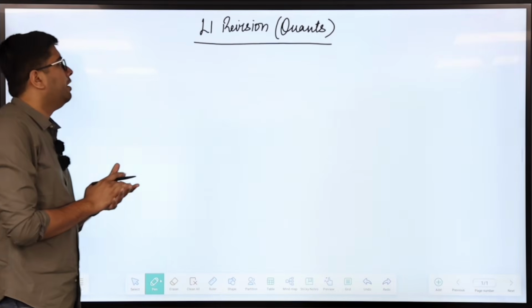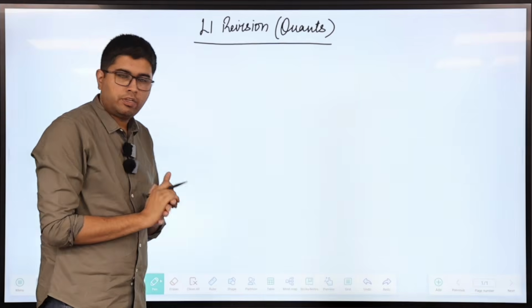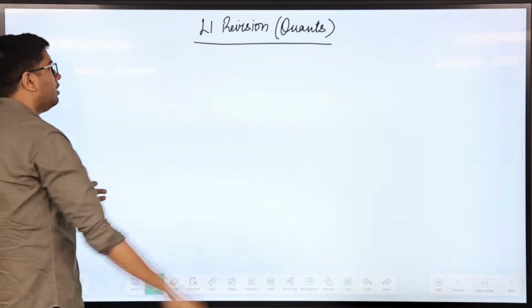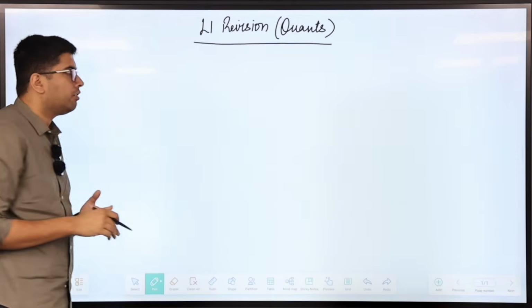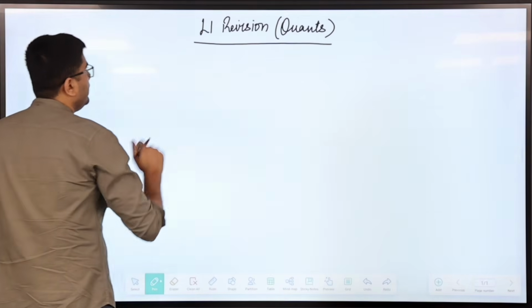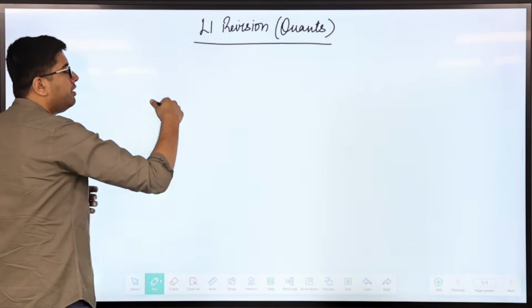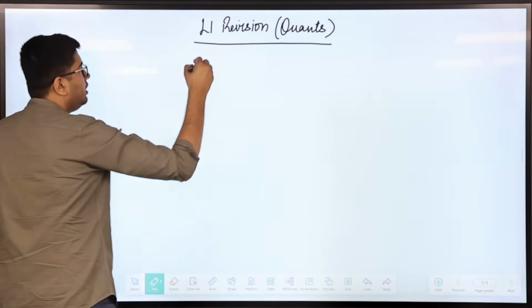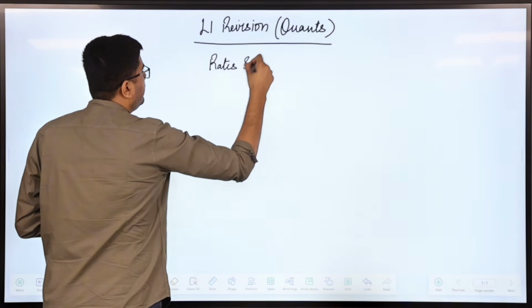All right, let's begin. So today we'll be covering the revision for quants. We've planned to cover it across 2 lectures, but if possible, then we'll cover entire quants mind maps today itself. So for quants, we'll take the mind maps specific to the chapters for the first half. So first chapter we have is rates and returns.